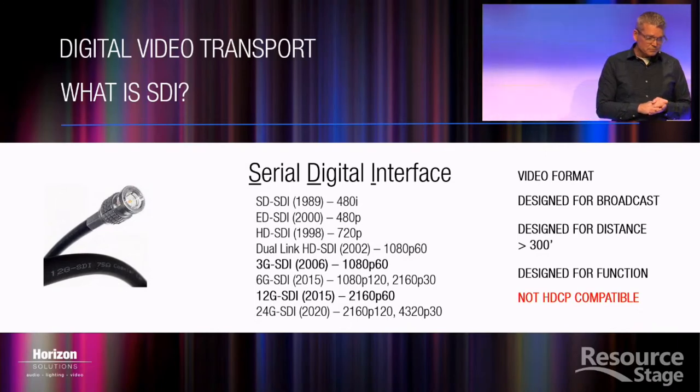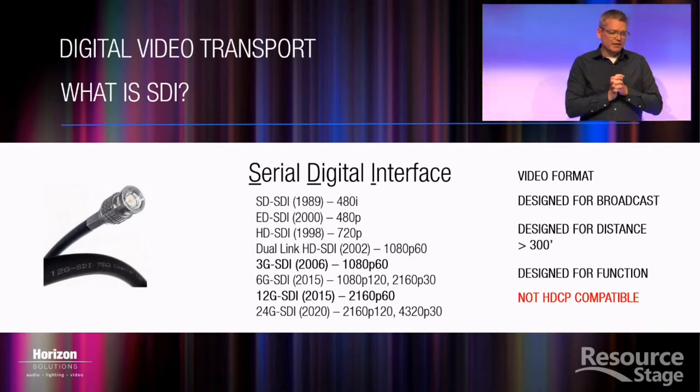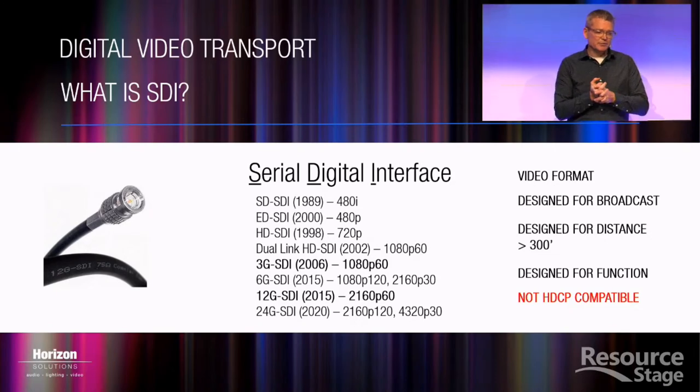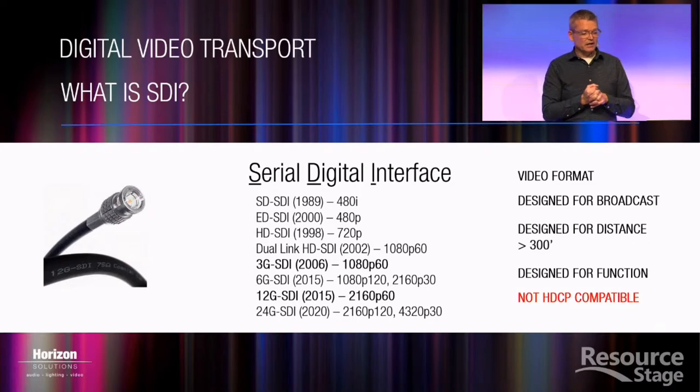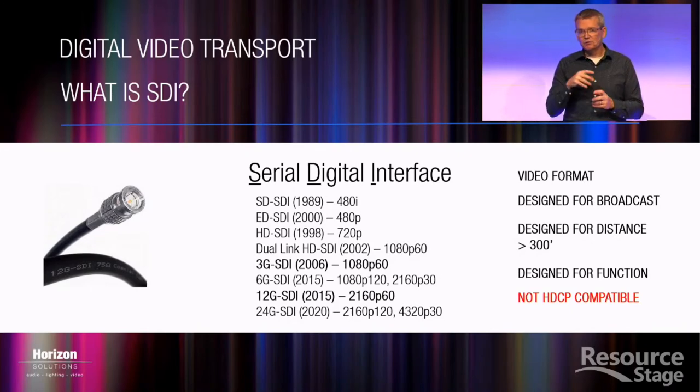Because 3G SDI came out in 2006, which is 1080p, which can now do 1080p 60. And then we have 6G SDI, which we hardly ever see. 12G SDI, which we see pretty regularly, and then 24G SDI, which I don't think we've ever done an installation with at Horizon. Okay.